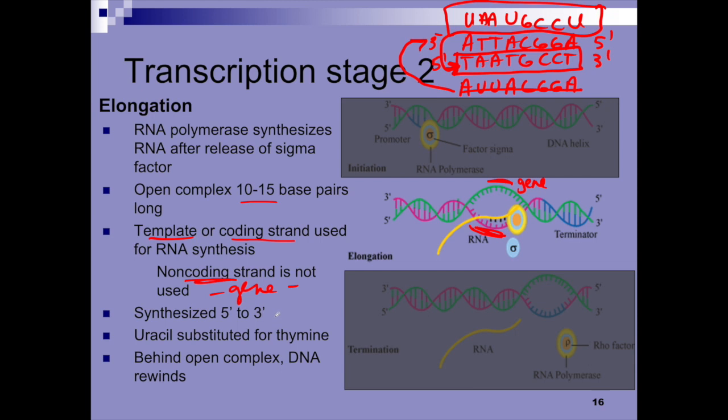Our mRNA transcripts are always synthesized in the 5 to 3 prime direction. Uracil is always substituted for thymine, and behind that open complex that's created by the RNA polymerase, the DNA is going to zip right back up because these bases are still intact and complementary. So that's going to cause that DNA molecule to zip right back up behind RNA polymerase, so that only about 10 to 15 base pairs are opened up at a time. And when they are in that open complex, it is within the actual RNA polymerase enzyme itself.